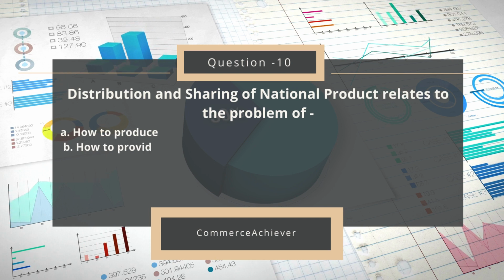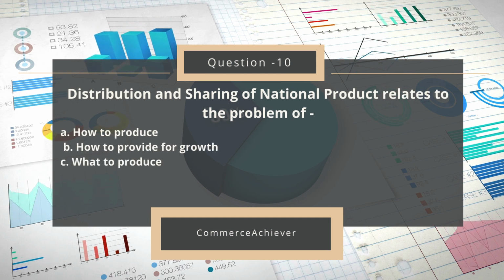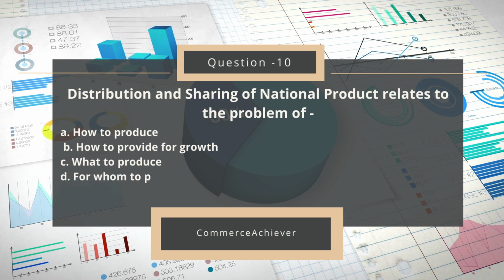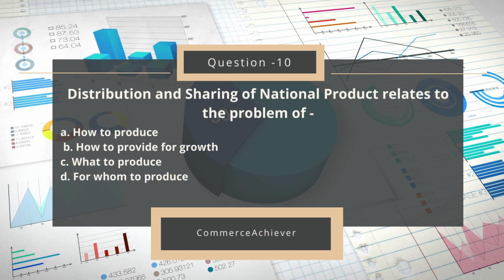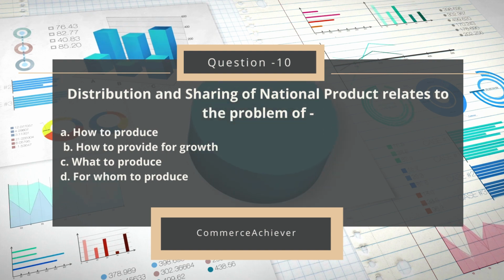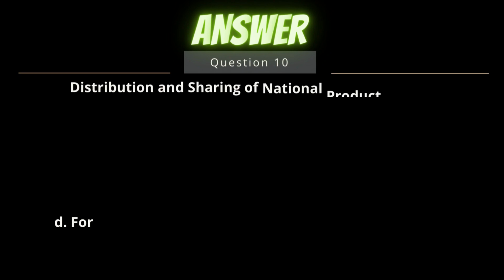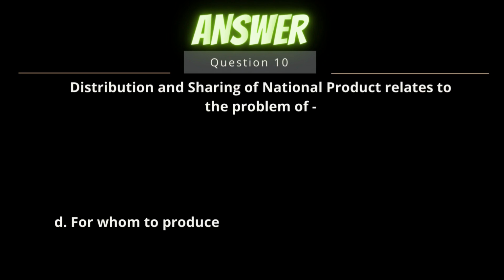Next, question number 10. Distribution and sharing of national product relates to the problem of A. How to produce, B. How to provide for growth, C. What to produce, and D. For whom to produce. So the answer is the distribution and sharing of national product relates to the problem of for whom to produce.